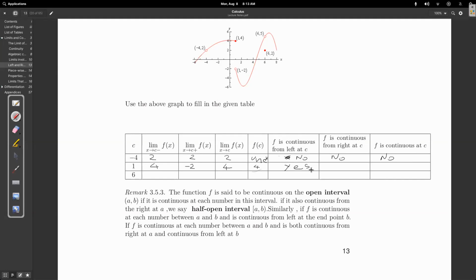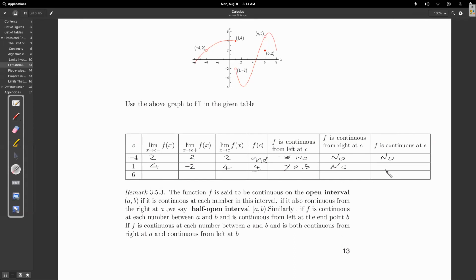Next, what I have here: f is continuous from right. What can you say for this one? No. Why? The left limit and right limit are 2, but the function value is 4. These two are different. So for left continuity, no. But for right continuity, the right limit is equal to the function value, so that is a yes.